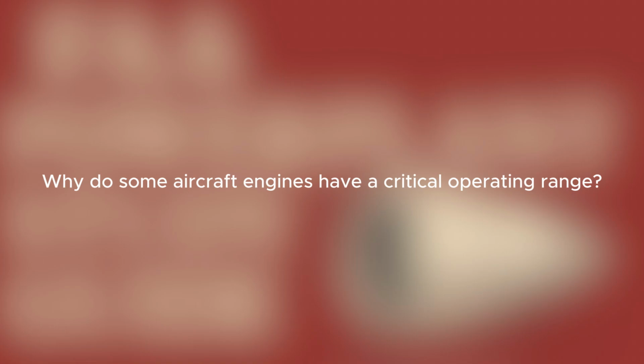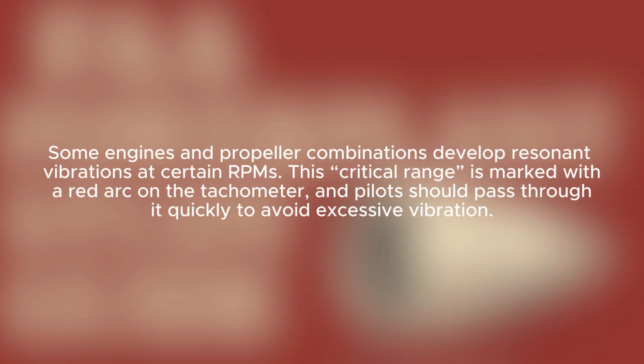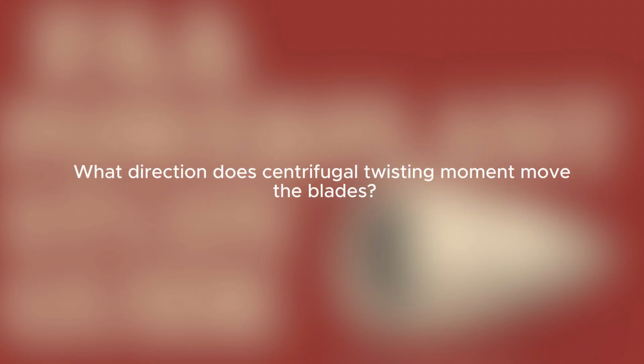Why do some aircraft engines have a critical operating range? Some engines and propeller combinations develop resonant vibrations at certain RPMs. This critical range is marked with a red arc on the tachometer, and pilots should pass through it quickly to avoid excessive vibration. What direction does centrifugal twisting moment move the blades?